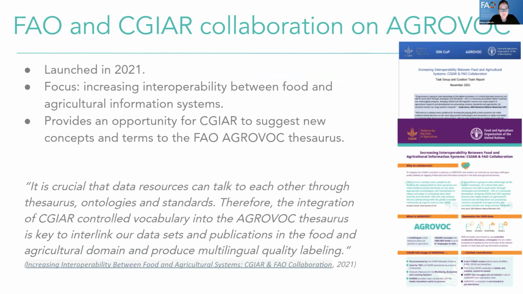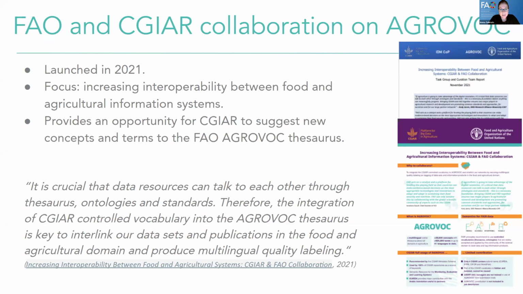The topic today is the collaboration between FAO and CGIAR around Agrovoc, but not only Agrovoc. The main goal for setting up this collaboration was to increase interoperability between food and agricultural information systems, bringing together important organizations, talking about words that are not necessarily usually on the lips of our high-level managers, or also our colleagues, researchers: interoperability, vocabularies for data, etc.